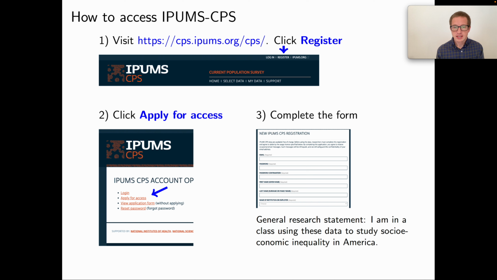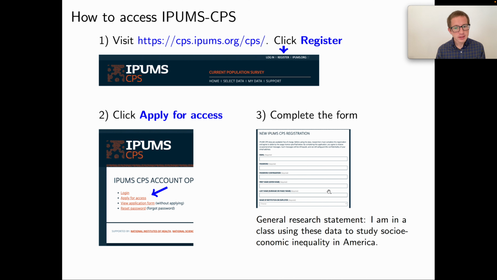So we'll refer to this as IPUMS CPS, and this is a data set gathered by the Bureau of Labor Statistics and the U.S. Census Bureau, which is managed through this organization at the University of Minnesota to make it easy to access with clear documentation. So I think you're going to love using IPUMS, but in order to use it, you've got to register. So it would be great if you could go to cps.ipums.org, and then in the top corner you'll see this register link.